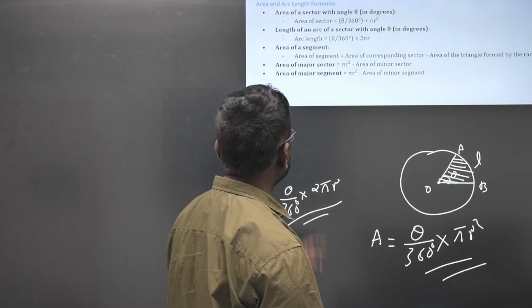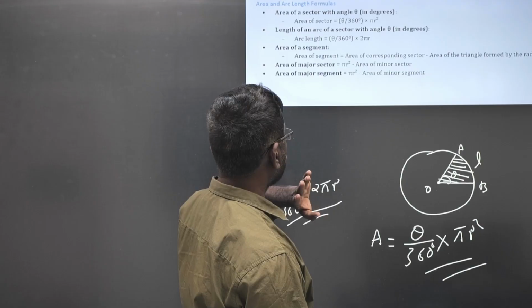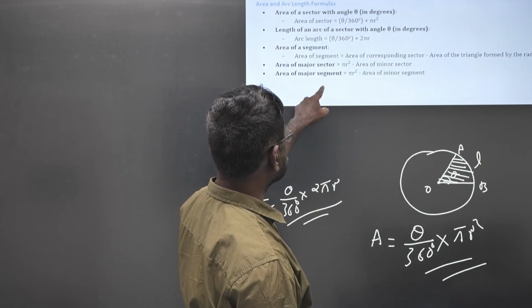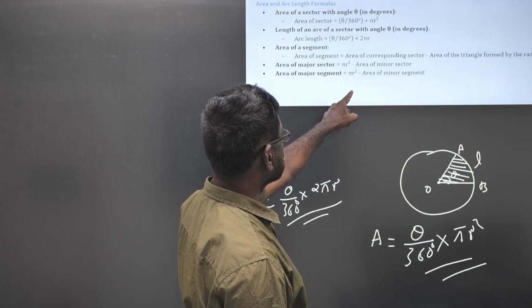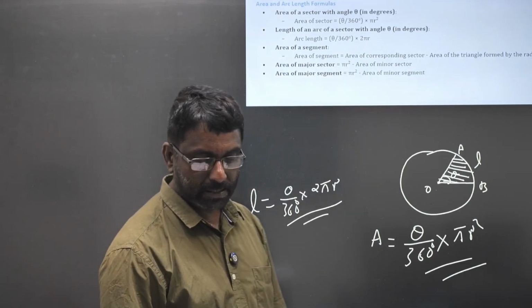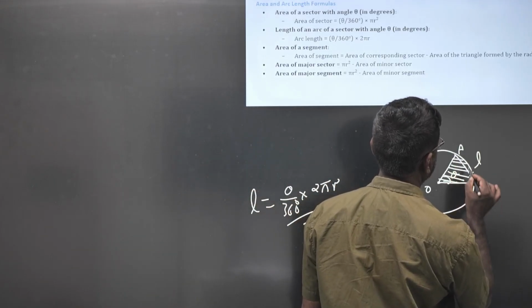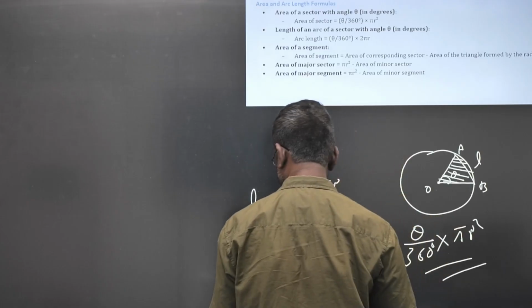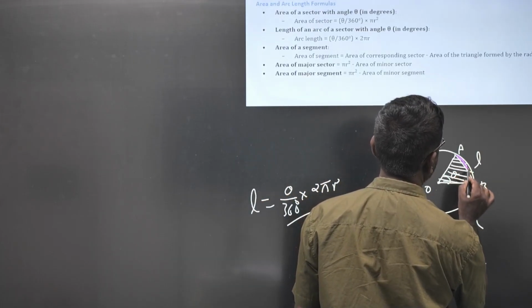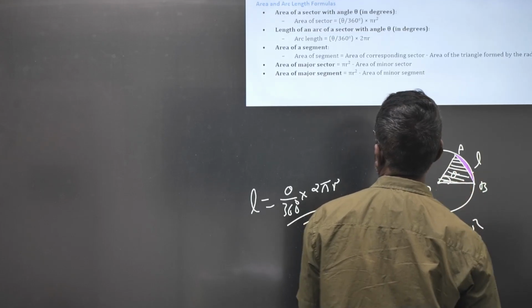Then area of the major sector is pi r square minus area of the minor sector. That can be interchanged: area of the major segment is pi r square minus area of the minor segment. Minor segment. What is a segment? This portion, this shaded region, is called a segment of a circle.